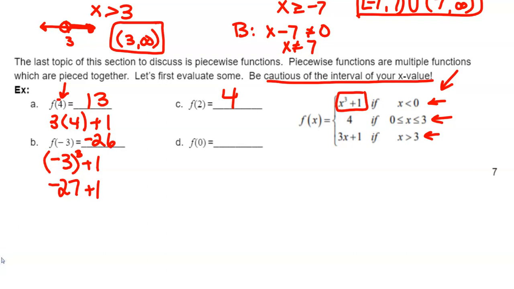And finally, we have f of 0. Now notice I've got 0 in 2 spots, and that's where we have to be meticulous of our signs. Notice this is strictly less than 0, and this is less than or equal to 0. So if I'm looking for f of 0, it has to be in this interval. So then I plug it into this function. No x value to plug in there. Always the output of that function would equal 4.